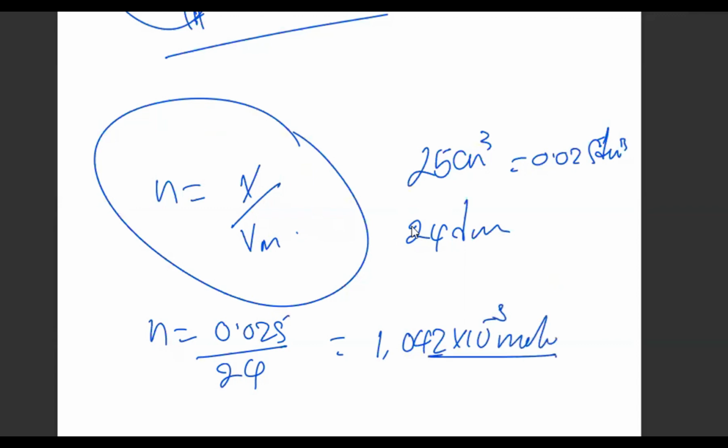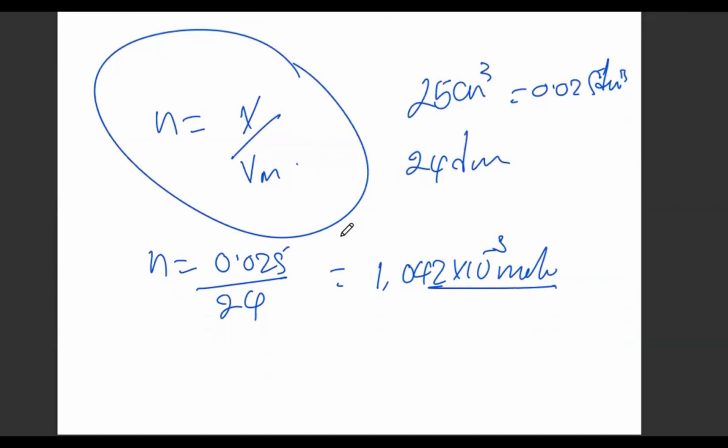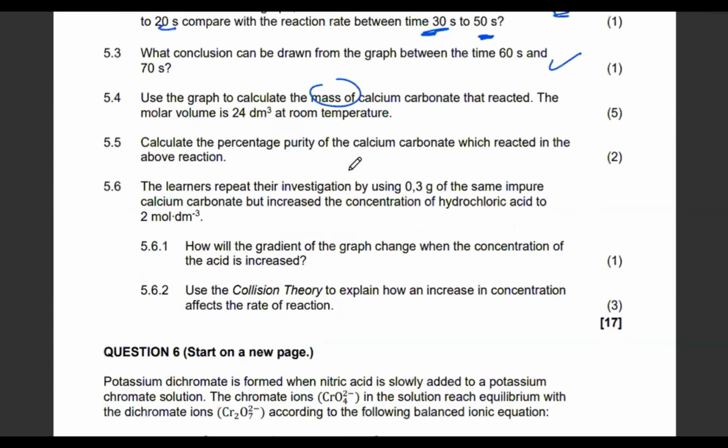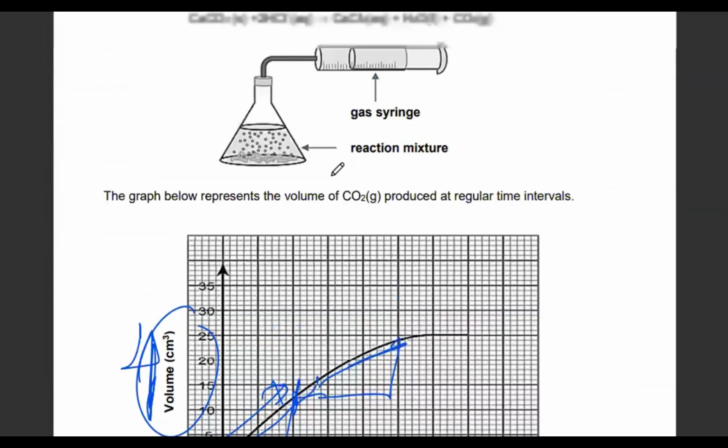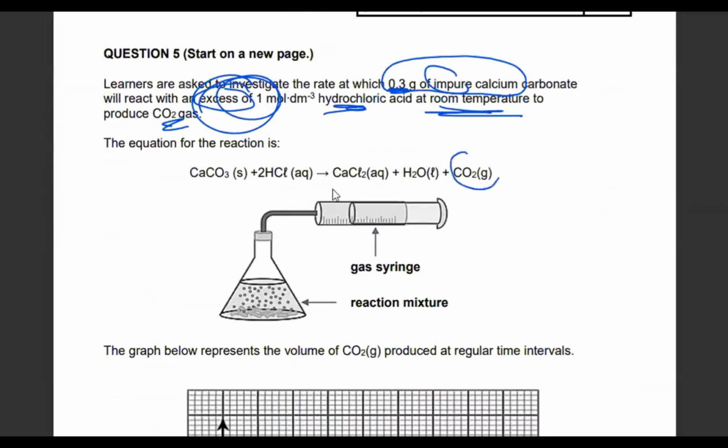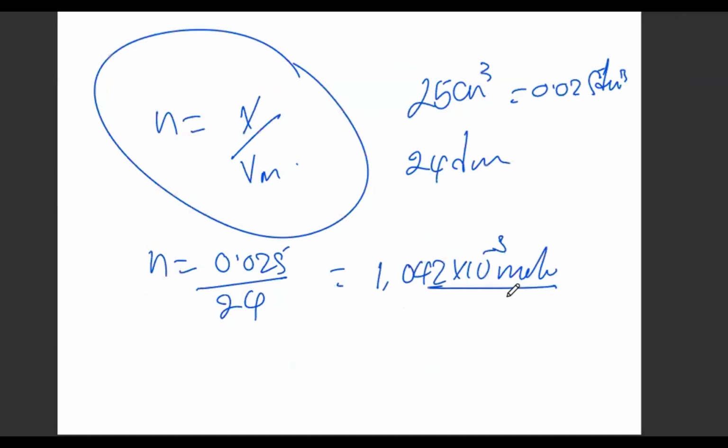Now that we have the moles, we'll be able to calculate the mass. But how are we going to calculate the mass? Here they are saying use the graph to calculate the mass of calcium carbonate that reacted with the acid. This one is carbon dioxide, you understand? So we have to use the mole ratio of carbon dioxide to calcium carbonate. The mole ratio is one calcium carbonate to one carbon dioxide. Therefore the number of moles is the same, the number of moles of calcium carbonate.